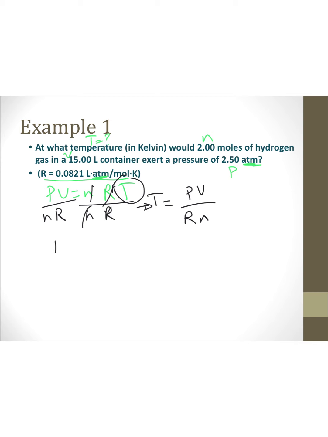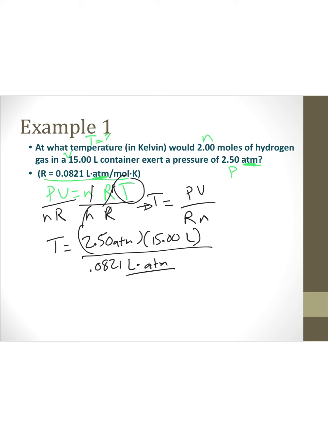So let's plug it in. T is equal to P, which is 2.50 atm, times V, which is 15.00 liters, divided by R. In this case, we choose 0.0821 liter atm over mole Kelvin. And that is multiplied by n, which is the number of moles, which is 2.00 moles.